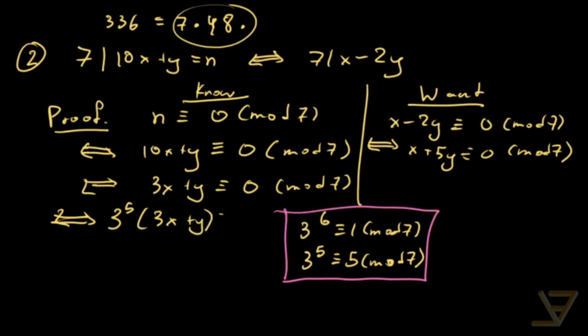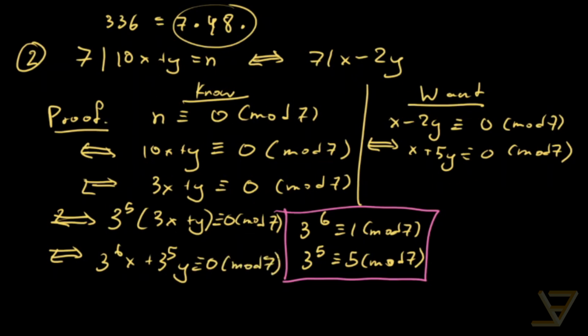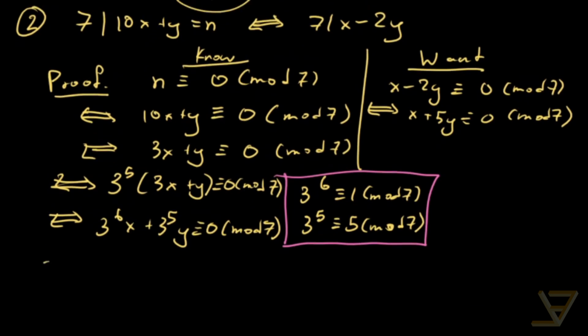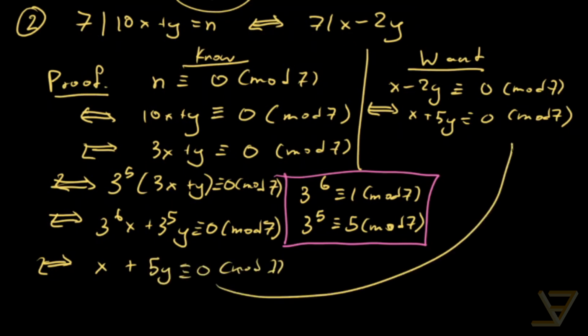So we get 3 to the power of 5 times 3x plus y is congruent to 0 mod 7, and that means 3 to the power of 6 x plus 3 to the power of 5 y is congruent to 0 mod 7. And now what we get is that 3 to the power of 6 is just 1, so we have x, and here we have 5y, which is congruent to 0 mod 7. And that's exactly what we wanted to prove.